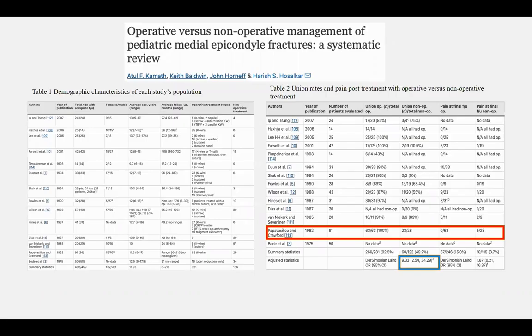Table 1 highlights demographics of the patients in this study. There were 261 males, 132 females. And table 2 highlights the findings of each individual study. 92.5% of patients who received operative treatment have bony union at final follow-up, compared to 49.2% of patients treated non-operatively.